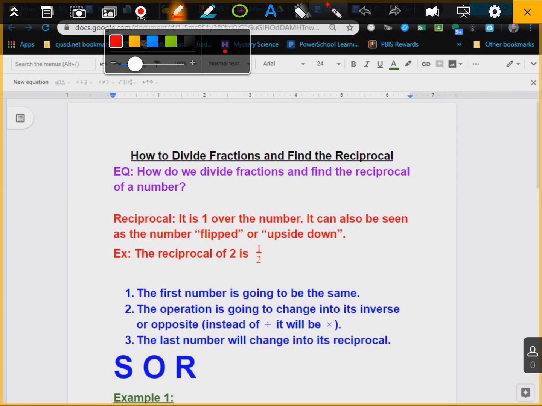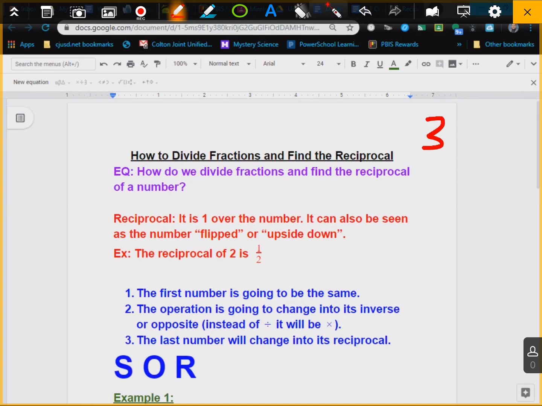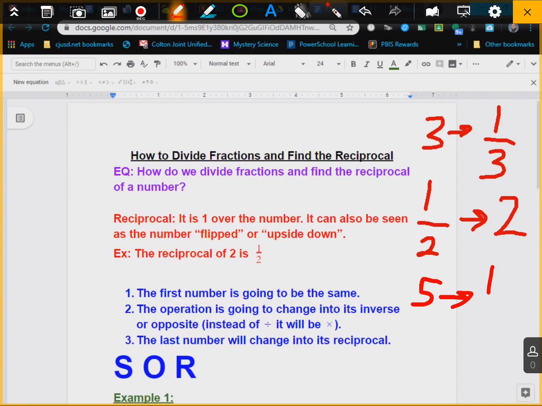So the reciprocal of 2 is 1/2. The reciprocal of 3 would be 1 over 3. Now, when you have fractions like 1/2, that reciprocal is actually 2. So that's why it's not just 1 over a number, but it's the number inversed or flipped or upside down, as some people say it. The actual definition is it's the inverse of the previous number, but I like to think of it as just the number being flipped. Okay, so the reciprocal of 5 would be 1 over 5.